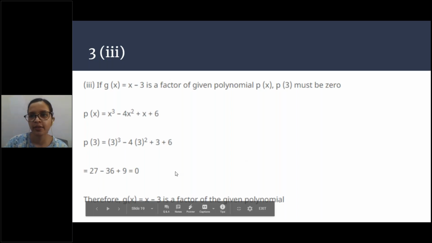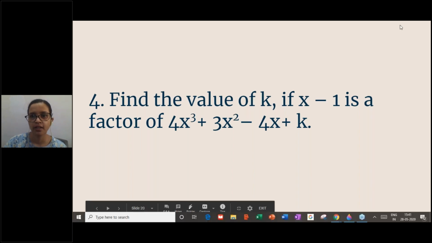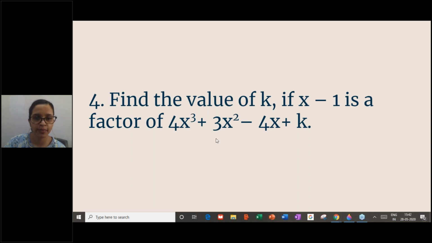Nice. Now I'm going to give you a trick question. Try doing this on your own. Find the value of k if x minus 1 is a factor of 4x cube plus 3x square minus 4x plus k. You just have to use a fact here. I'm not giving hints. Let me know the value of k.